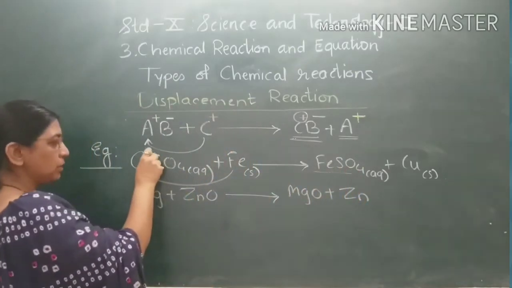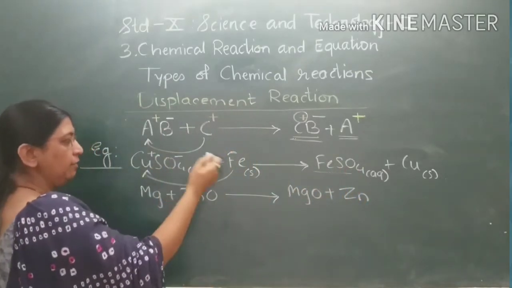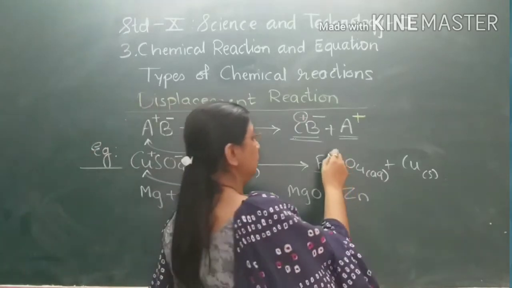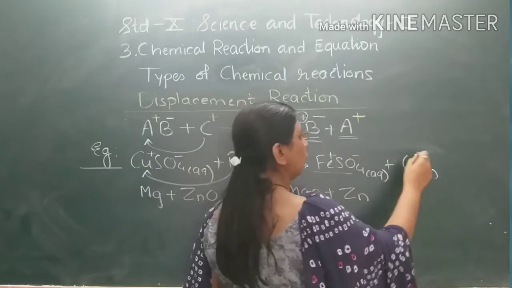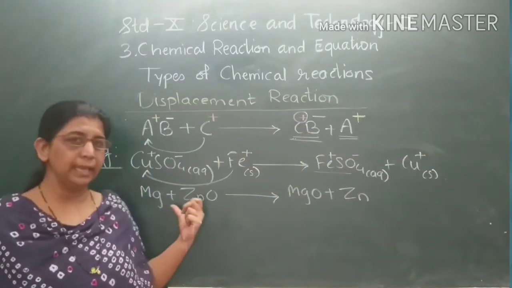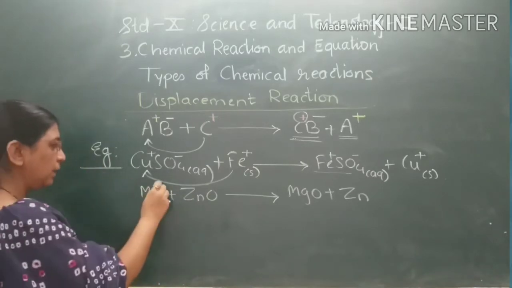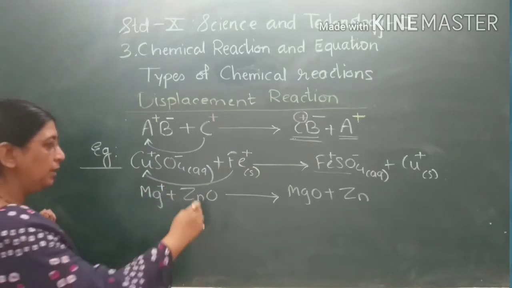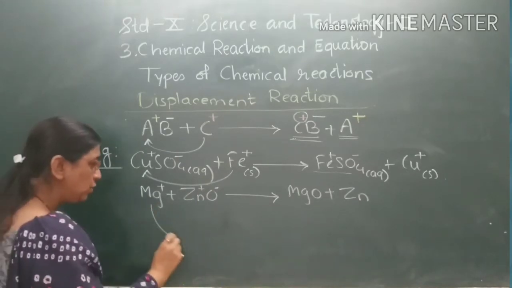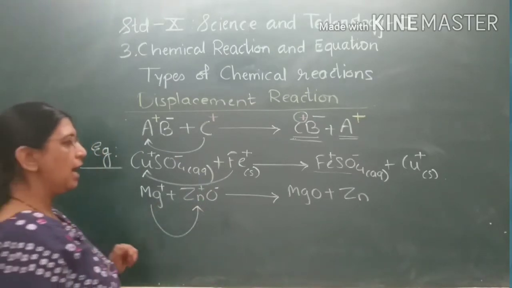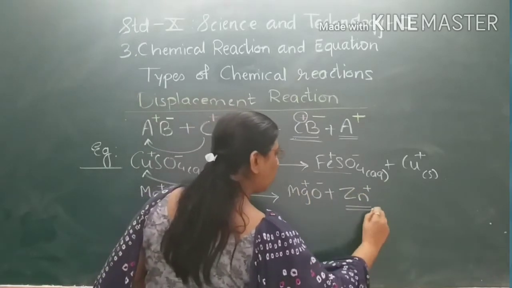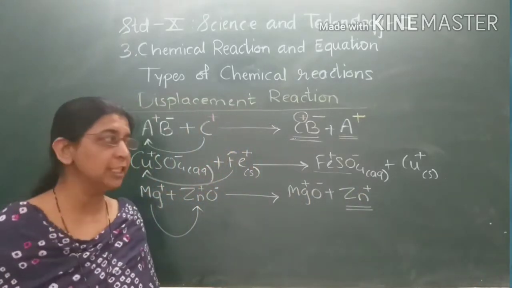Here copper is positive, SO4 is negative, whereas Fe is positive, so Fe displaces Cu and becomes FeSO4, and the Cu ion is released. In the same way, magnesium becoming a positive ion, Zn a positive ion, and oxygen a negative ion, Mg displaces Zn and here MgO is formed, where Zn ion formation takes place.